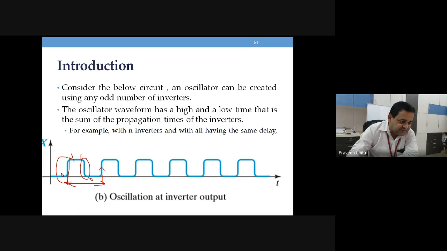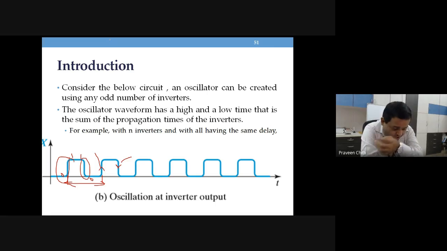Similarly, the edge wherein it is changing from 1 to 0 is called as what? Negative edge, trailing edge or falling edge of the clock. So this edge is called as leading edge, positive edge or a rising edge of the clock, whereas this edge is called as trailing edge, negative edge or falling edge of the clock. So you can make your circuit sensitive either to leading edge or the falling edge of the clock.